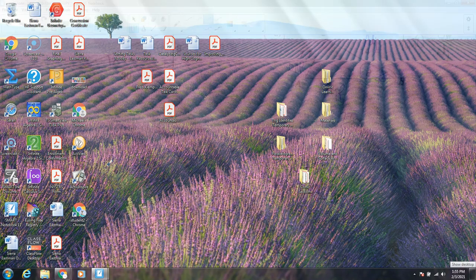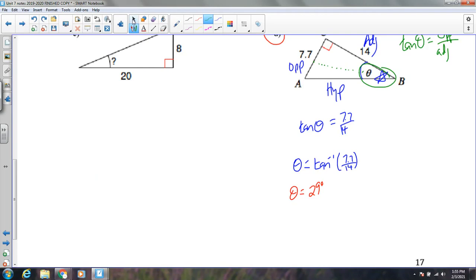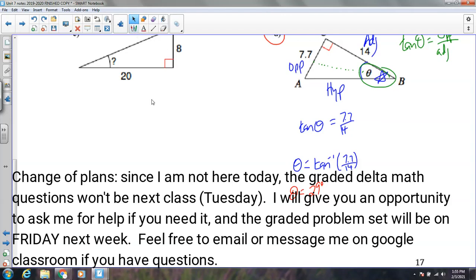All right, so you're also going to have 5 of these questions on your Delta Math today. Same thing, you have to get 5 points. If you get one right, you get a point. If you get one wrong, you lose a point. So you have as many opportunities as you need to get those 5 points. But this is the skill you need to get really good at for next class. There will be a graded Delta Math couple of questions on these 2 types of problems next class. All right, so be ready for that.